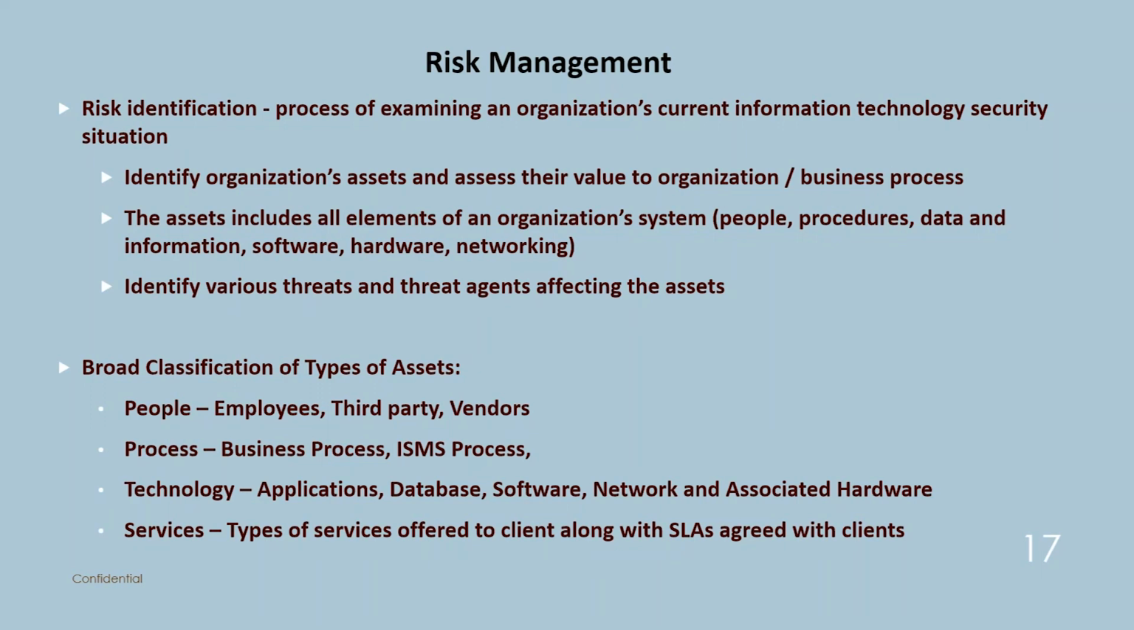So we have to identify the various threats and threat agents which affect the assets. Assets can be classified in terms of people, be it employees, third parties, or vendors. Processes are business processes and information security processes. Technology would be your applications, database, software, network, and hardware. Services are the processes that you do, which are decided based on various SLAs that you agree with your clients.